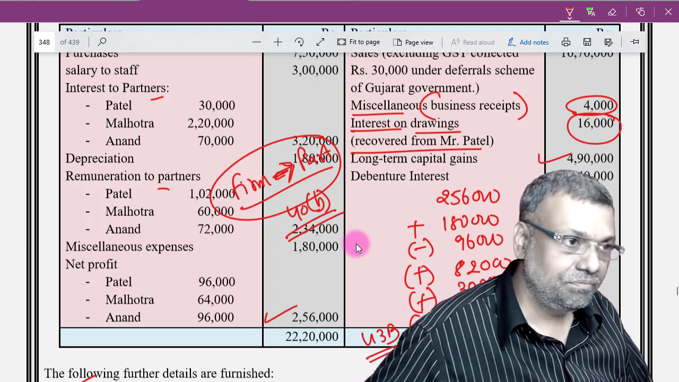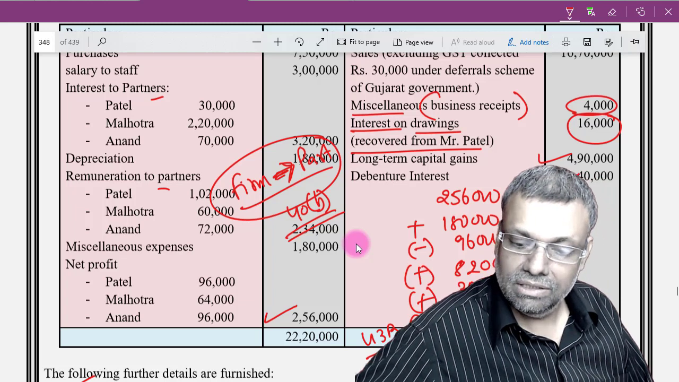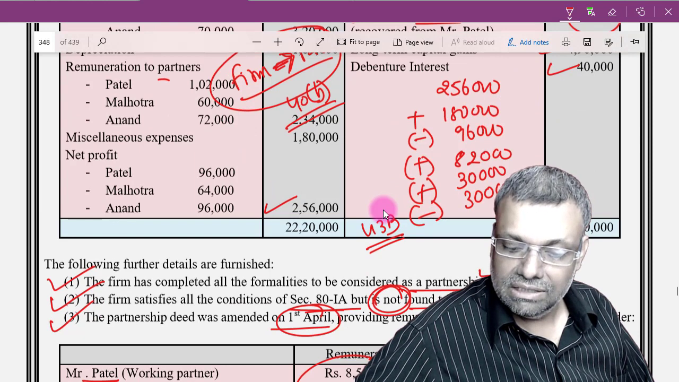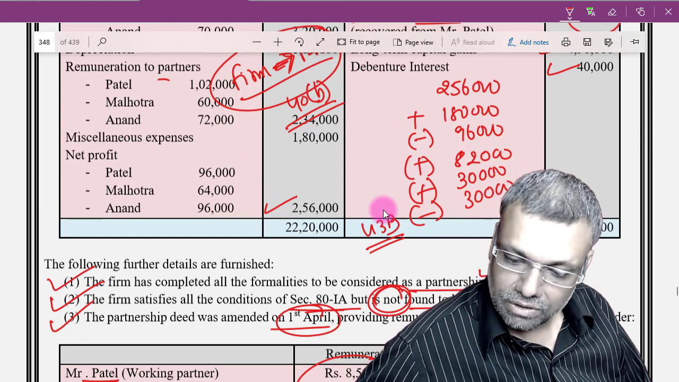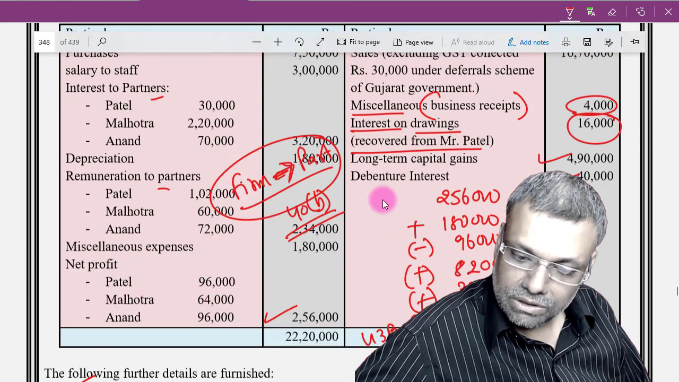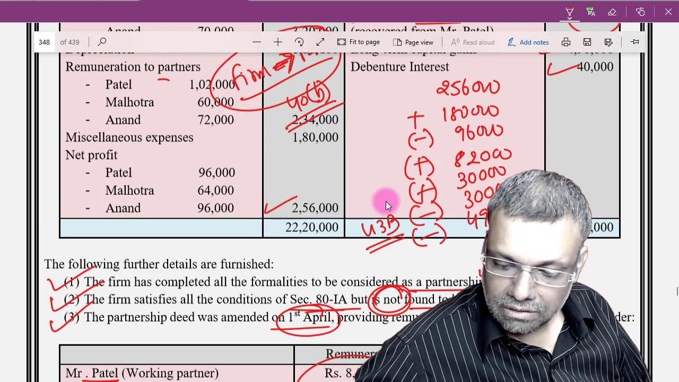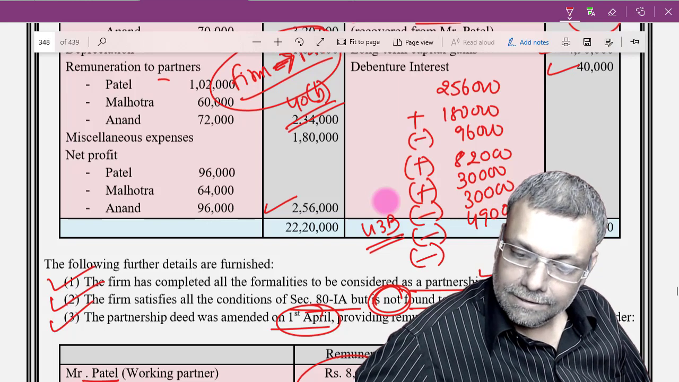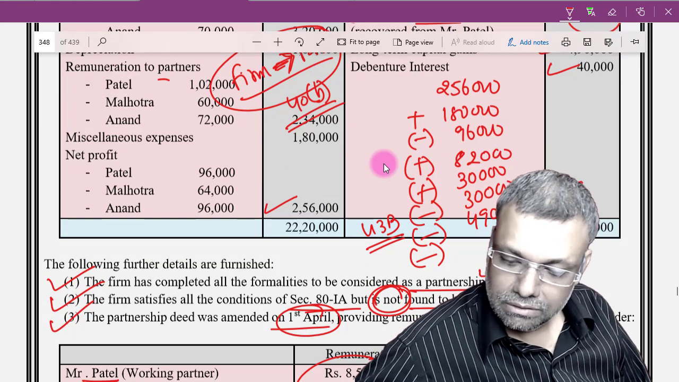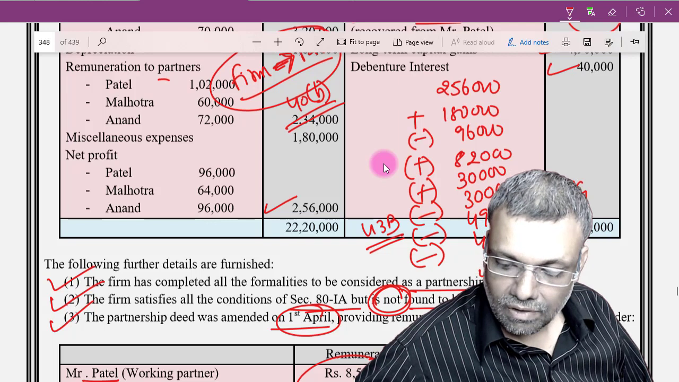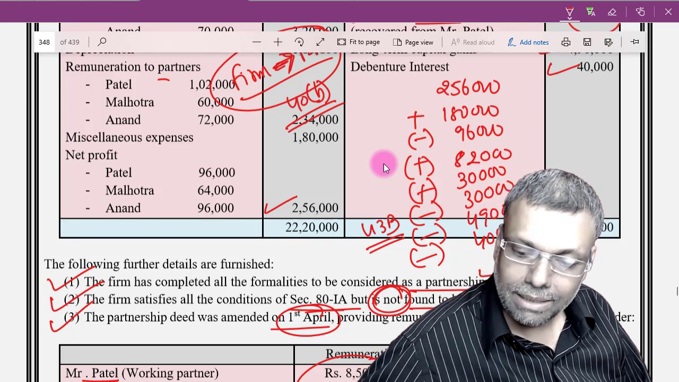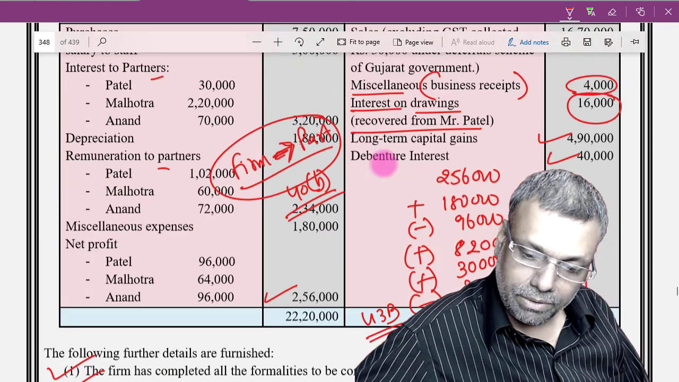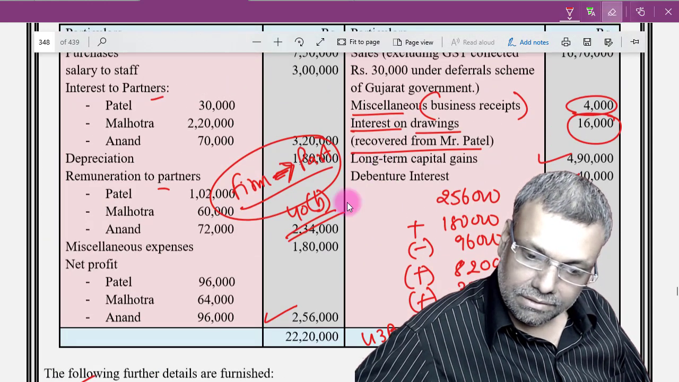Now LTCG and debenture interest, so these are basically income under some other heads. So capital gains head, and debenture interest, I will say it is income from other sources. Okay, so I will say minus how much, 4,90,000, but this will be added in the capital gains chapter, and minus 40,000, and this will be IFOS income. So that particular head I'll have to add. Okay, so all the credit side I have considered very properly. Now the debit side.